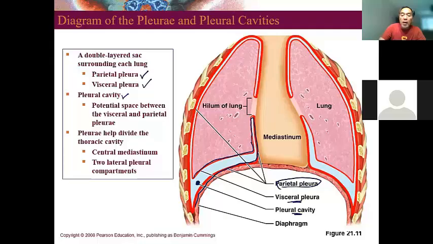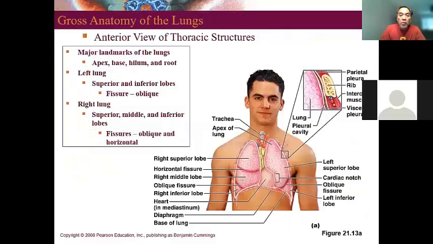Okay, and let's take a look now at the structure of the lung itself. So we have terms such as apex, base, hilum, and root. The apex of the lung is the superior portion of the lung. Now the bottom portion of the lung is called the base. And the hilum of the lung is this indentation to the side of the lung. That is called the hilum.